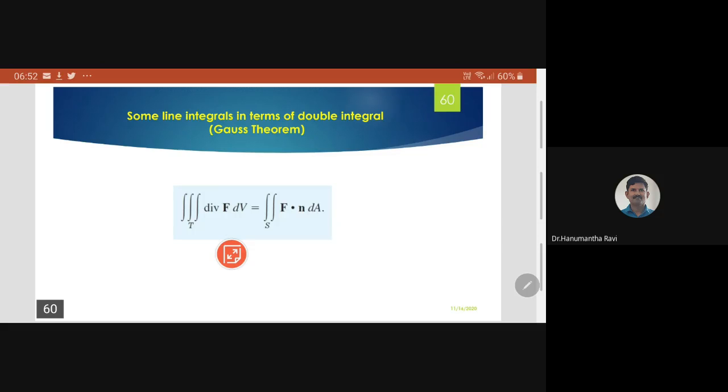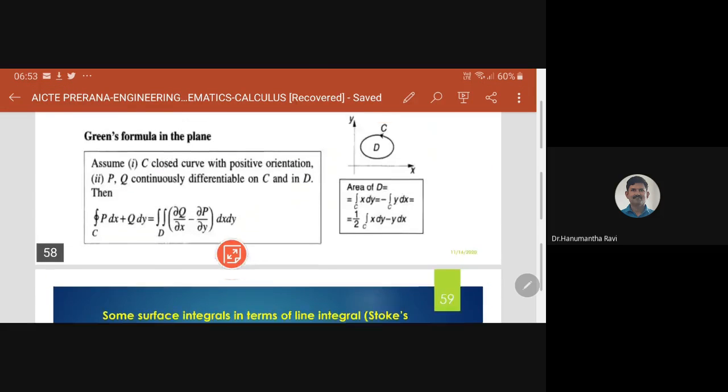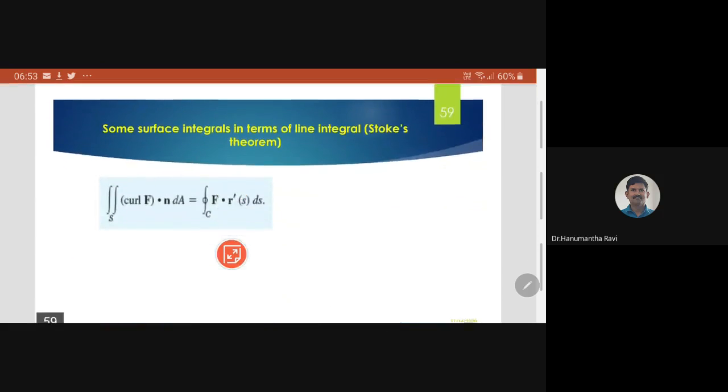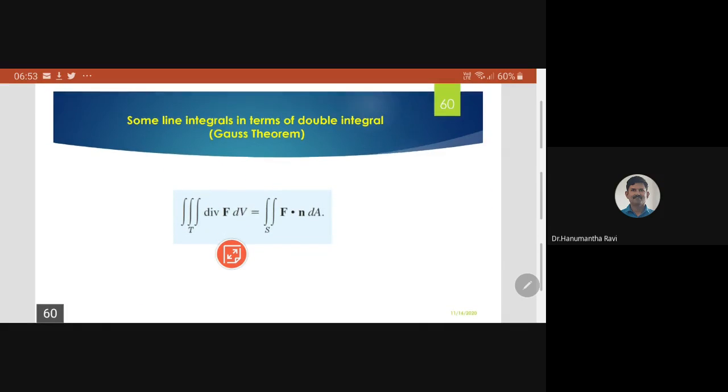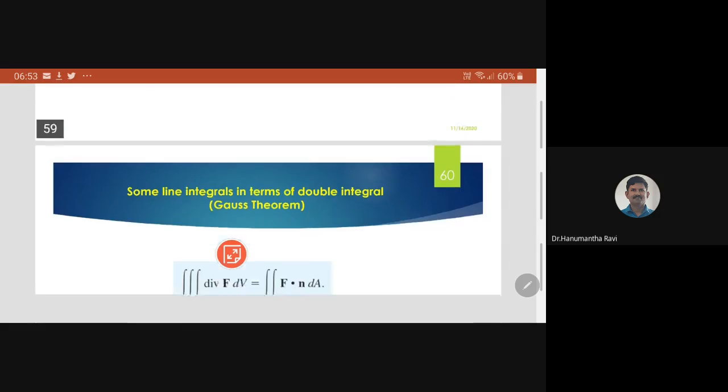Green's theorem: some line integrals can also be expressed in terms of a double integral. And Stokes theorem: some surface integrals can be expressed in terms of line integrals. I already told you a surface, if it is open, has a boundary. And similarly, some of the volume integrals can be expressed as a surface integral.